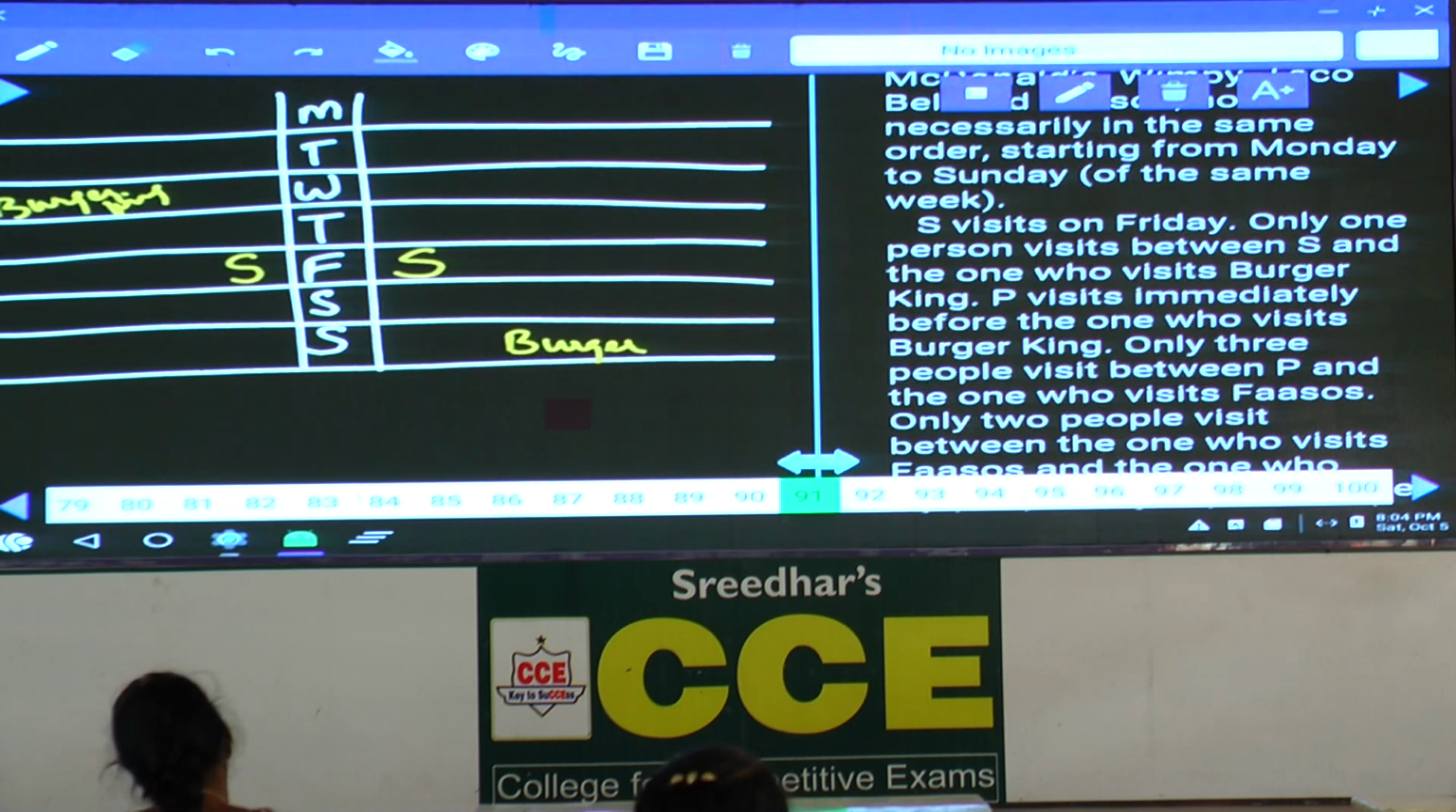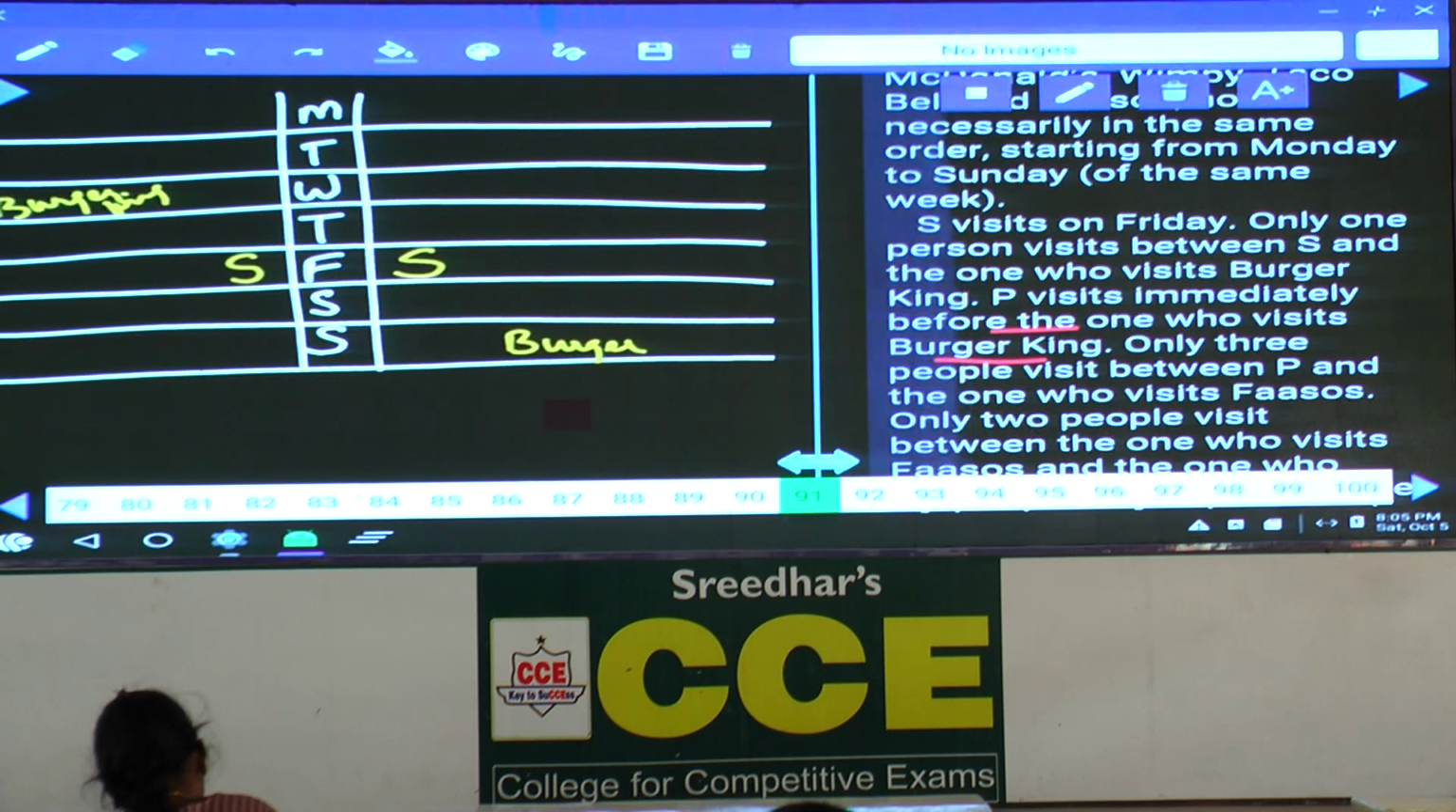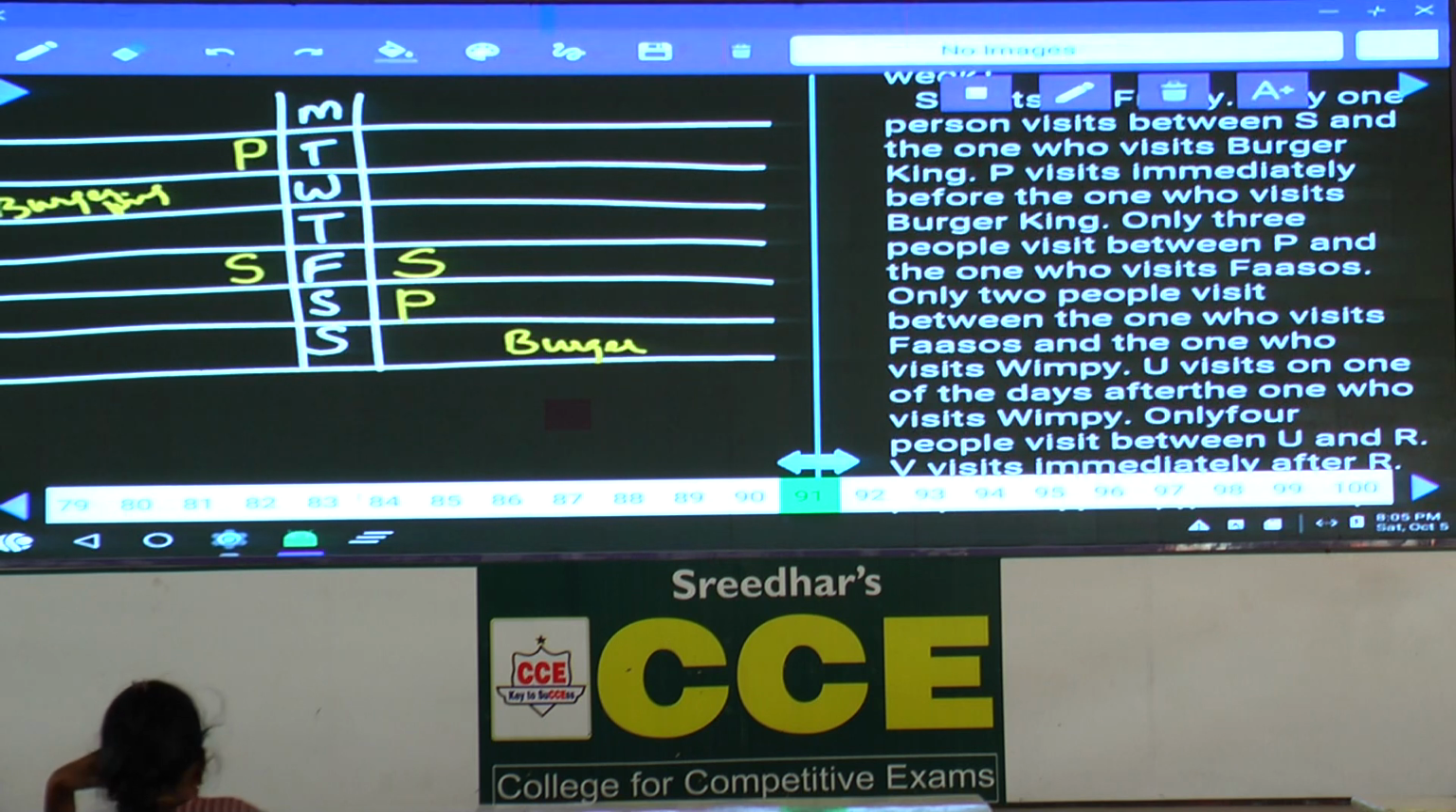Next one, P visits immediately before the one who visits Burger King. Now P is immediately before the one who visits Burger King, so P is here. Next one, only 3 people between P and the one who visits Fossos. Between P and Fossos there must be exactly 3 people. P is here, 1, 2, 3. Now here it must be Fossos, isn't it? Fossos must be at this place, with 3 people between P and Fossos.